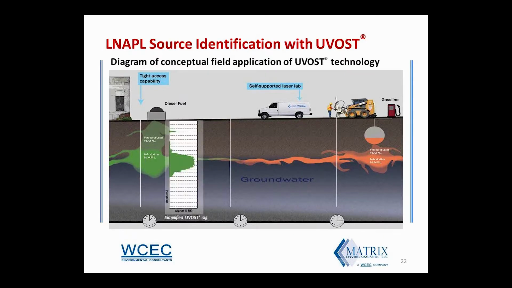Here we've imposed a very simplified UVOST log. You saw an actual log earlier, and this is just a little visual snippet from that to show how the data correlate with mobile and residual LNAPL encountered in the saturated and unsaturated zones. Now keep in mind here the instrument will only respond to mobile or residual NAPL in soil that comes into direct contact with the instrument. So that I think is illustrated pretty well here.